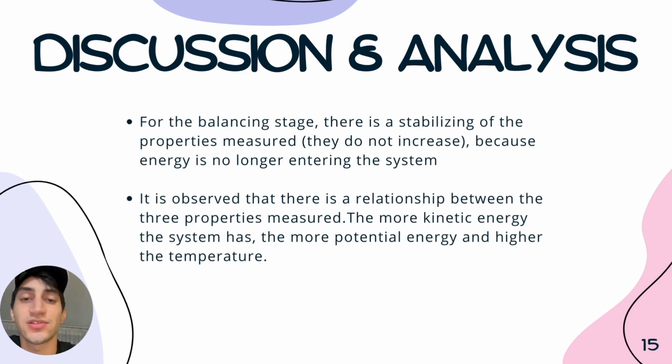For the balancing stage, we have that heat is no longer transferred to the system. This will result in molecules finding a natural balance and the stabilizing of the 3 properties of kinetic energy, potential energy, and temperature. We can see in the graphs that the functions are more or less constant, which translates to the stabilizing mentioned before. Also, we have the same tendencies that a higher kinetic energy means a higher temperature and means a higher potential energy.